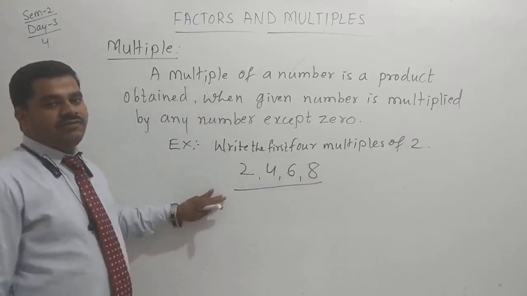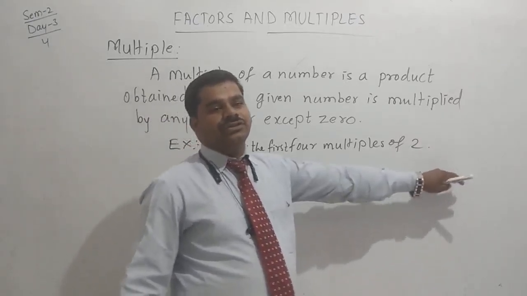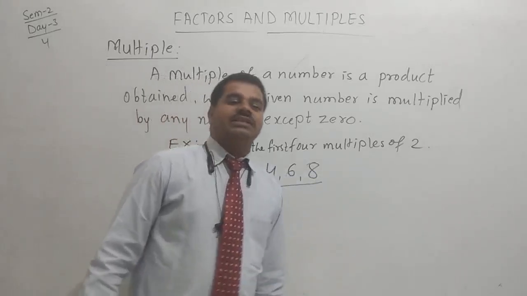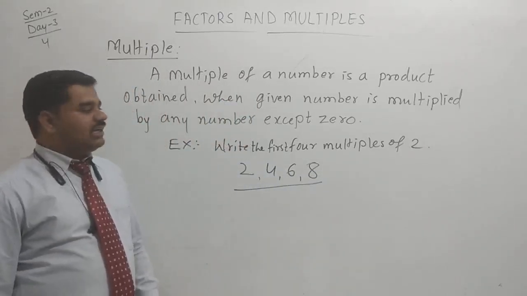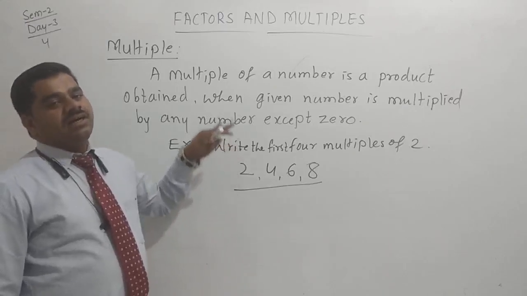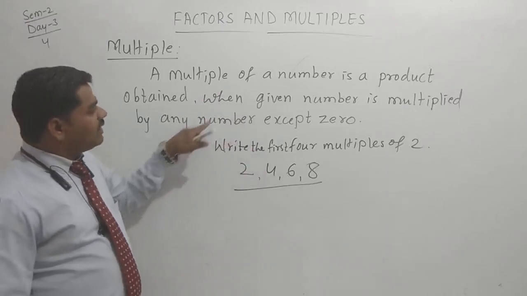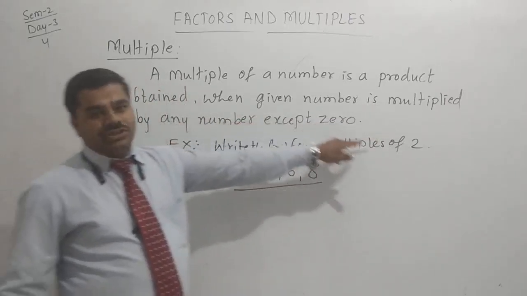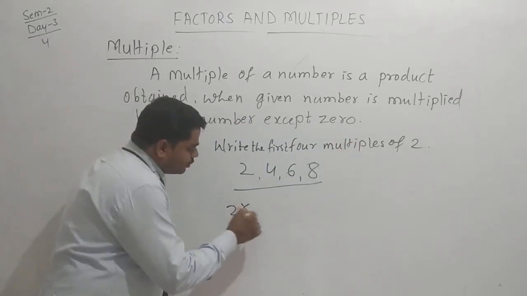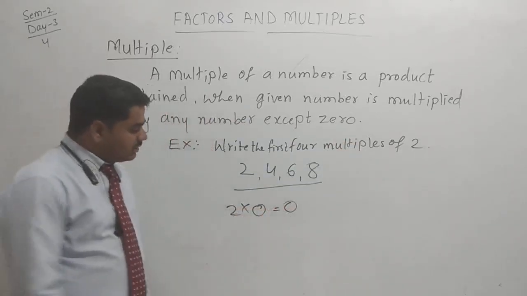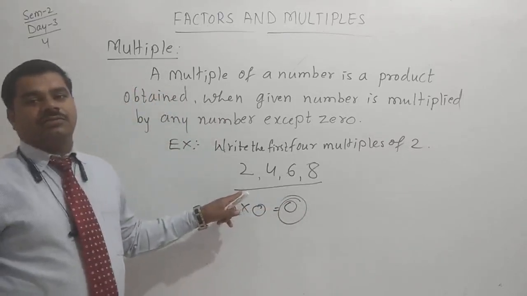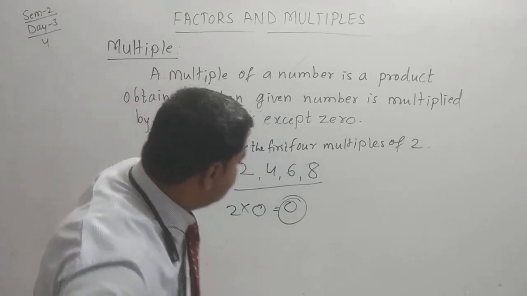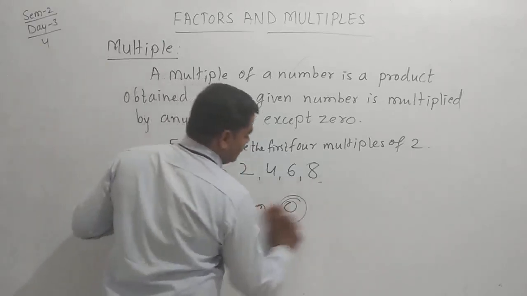Very simple these are. First 10 means the table of 2 up to 10: 2, 4, 6, 8, 10, 12, 14, 16, 18 and 20. First 10. Like this, very simple. This is the product you will get when a given number, here 2, is multiplied with any number except 0. If you multiply 2 into 0, you will get 0. Yes or no? This 0 is not a multiple of 2. The multiples are greater than or equal to the given number.